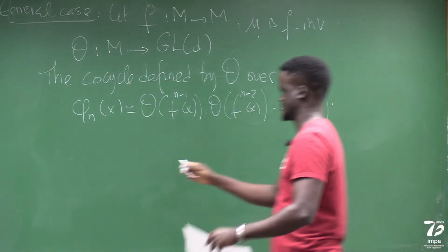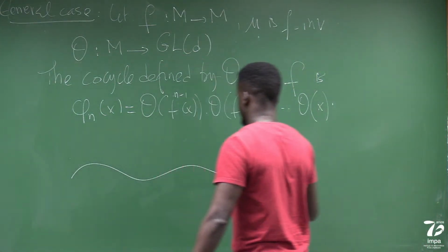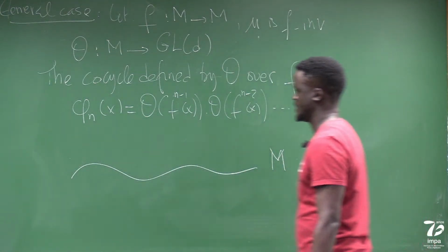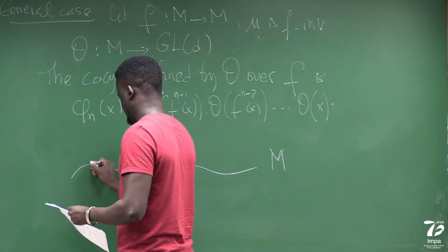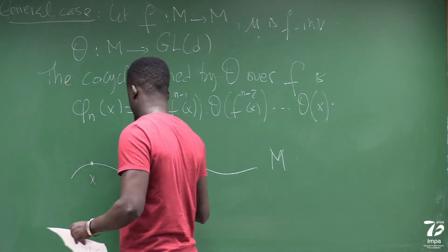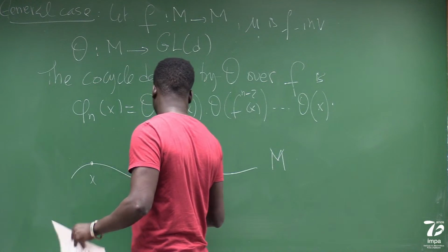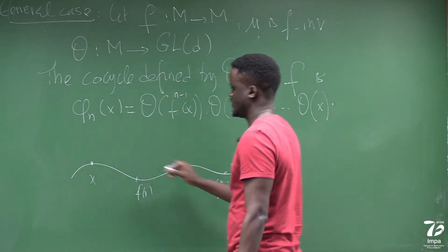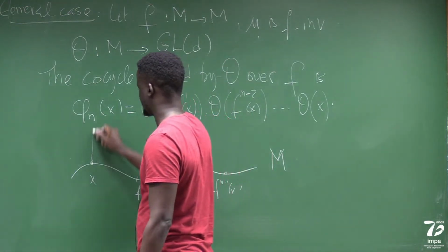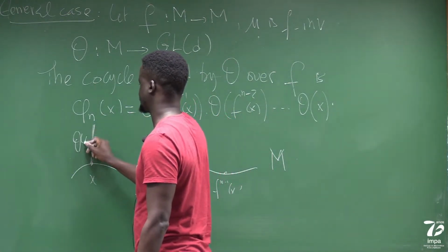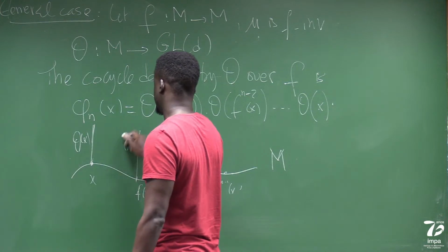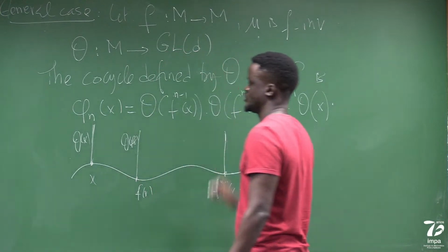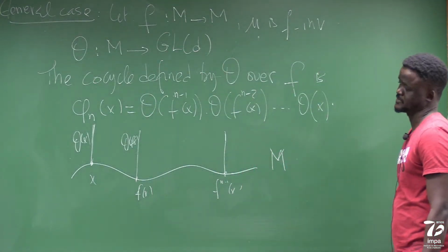So what is that? You have your topological space, and you have a point x here, fx, and so on till f^(n-1)x. And on every point you choose a matrix: theta x, theta at fx. At every point you choose your matrix.